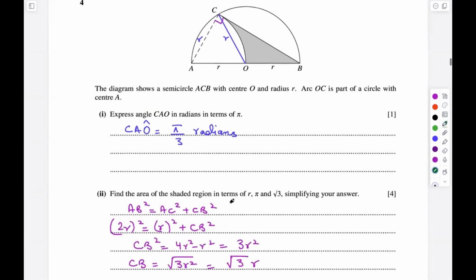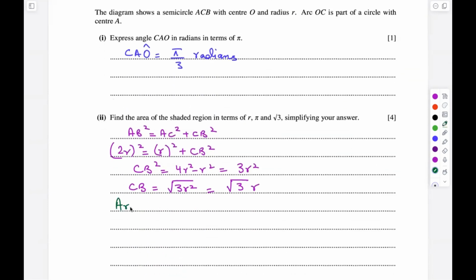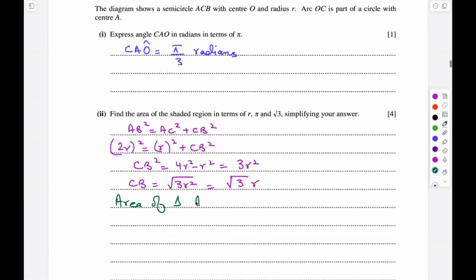Now, once we have the length of CB, we have the height and the base of the triangle. So the area of triangle, and the triangle is ABC or ACB, will be equal to half base into height. The base is R and the height is root 3R. Root 3R into R will become root 3R squared. So we can write this as root 3R squared upon 2, which is the area of the triangle.